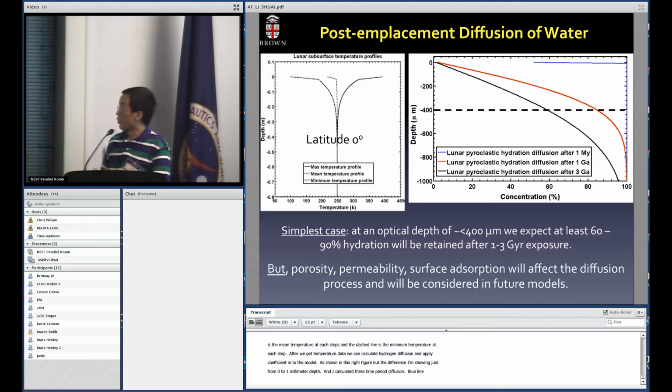From this plot, we can tell at an optical depth of less than 400 micron. This is just for glass, so the optical depth is maybe deeper. And we expect at least 60 to 90% of the hydration can be retained through 1 to 3 billion years of exposure diffusion process. However, the porosity, permeability, and surface adsorption will affect this diffusion process, but have not been taken into account. We will integrate these factors into our model in future studies.